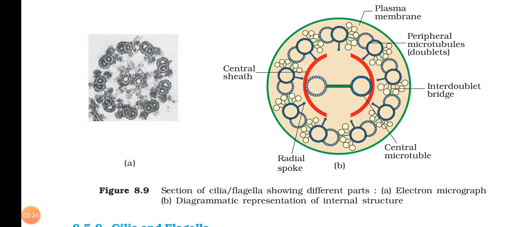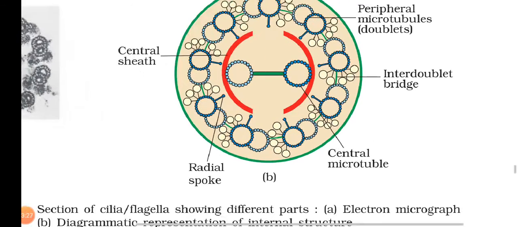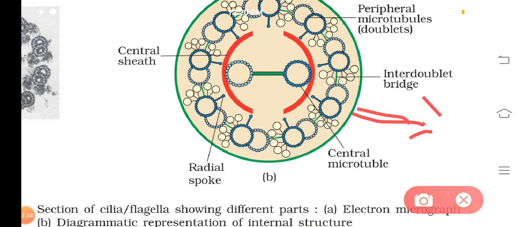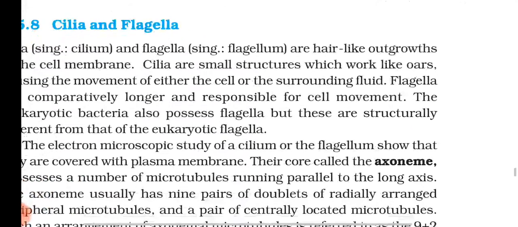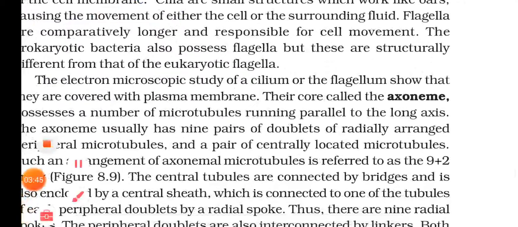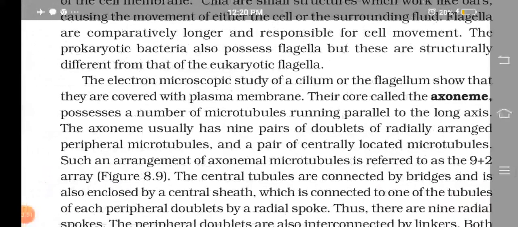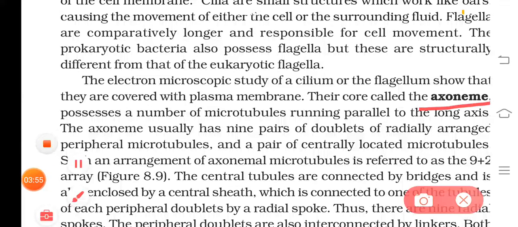When you see the structure of a cilium or flagellum, you can see that it is covered by a plasma membrane, and the central core is known as the axoneme. Understood? In the axoneme you can see a number of microtubules arranged parallel to each other. And this axoneme has 9 doublets of radially arranged peripheral microtubules.